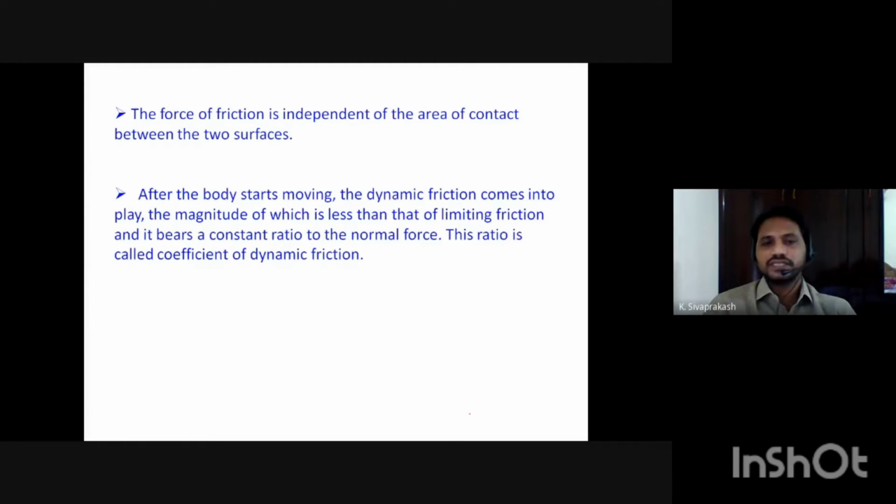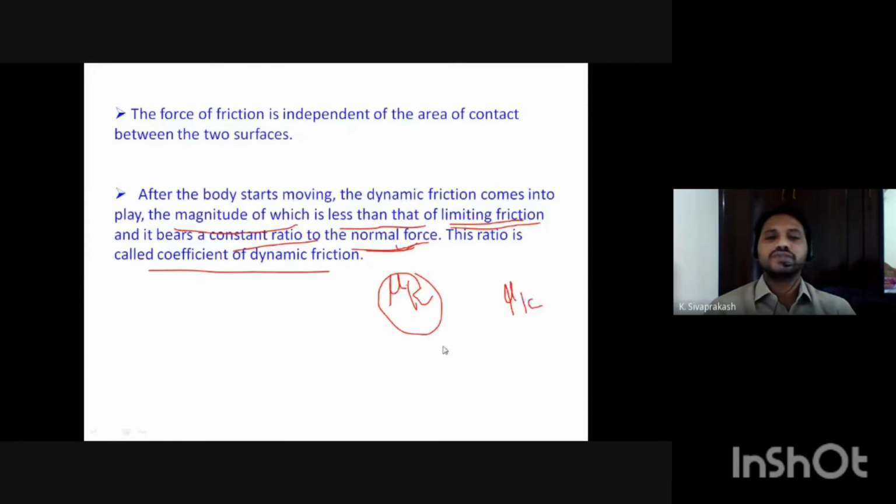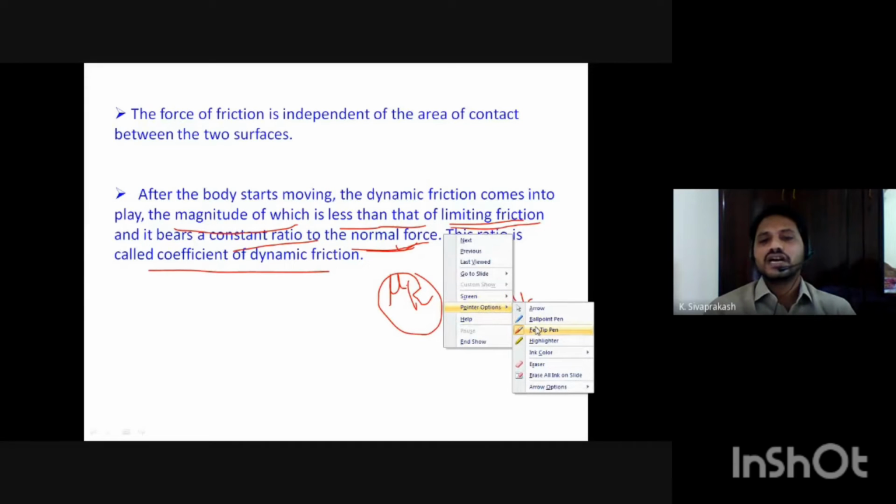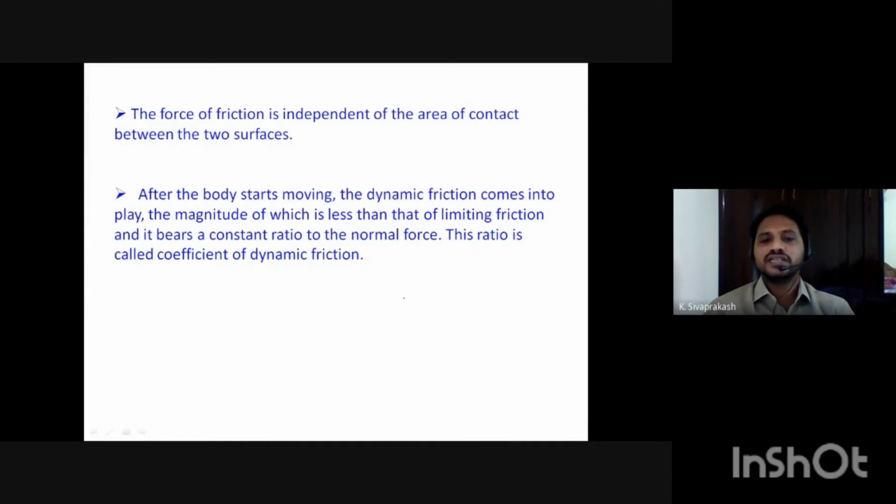Remember this point: the magnitude of dynamic friction is less than the limiting static frictional value, right? It bears a constant ratio to the normal force. So at the same time, dynamic friction also maintains the same ratio. So mu k is the constant value that is maintained, and we call this constant the coefficient of dynamic friction. So mu k is known as the coefficient of dynamic friction. This constant is the value when the body is under motion.